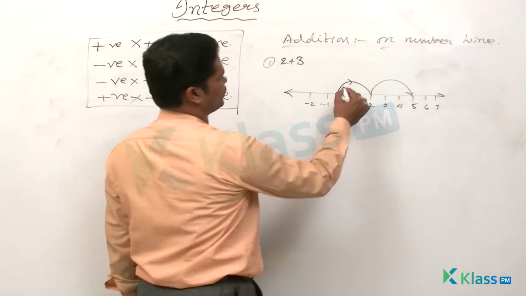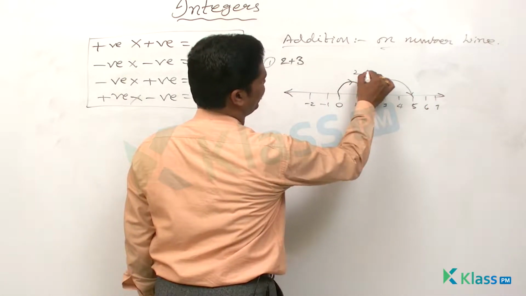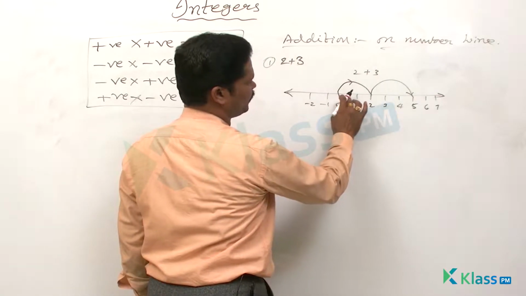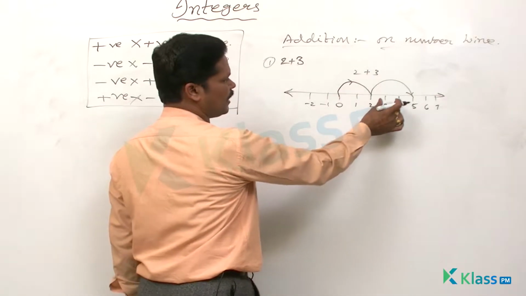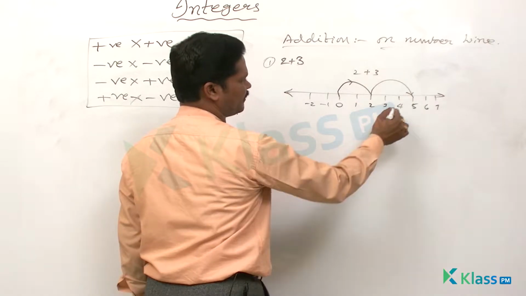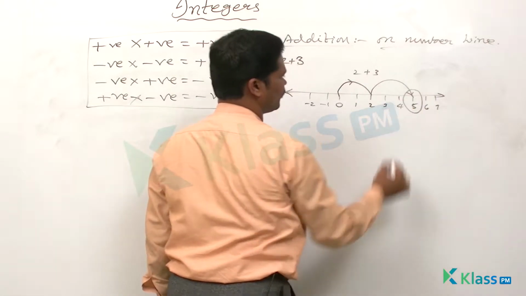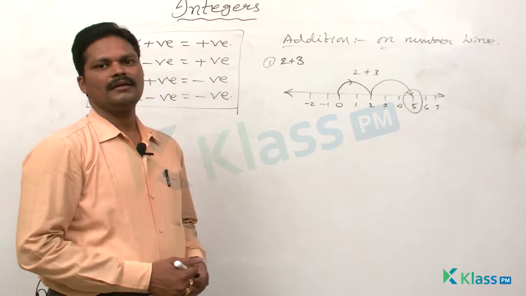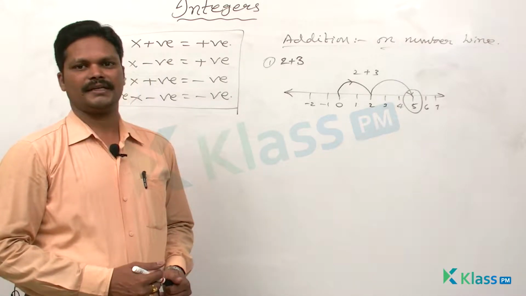So we added here, from here to here 2, then we added 3. So 1, 2, two places between the values, and here 1, 2, 3 we added. The value is 5, we are rounding here. This is the way we do addition on the number line, in the forward direction.